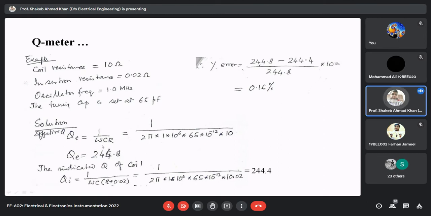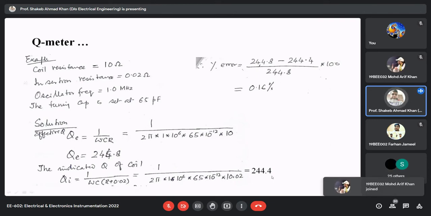Now I'm coming to the measured value. When we use the Q meter, obviously the internal resistance, the RSH, will appear in series with the resistance of the coil. So this will affect the accuracy, and you see this is a very small value, and it will modify the actual value of the quality factor of the coil.